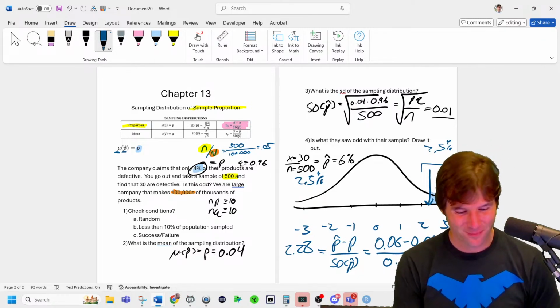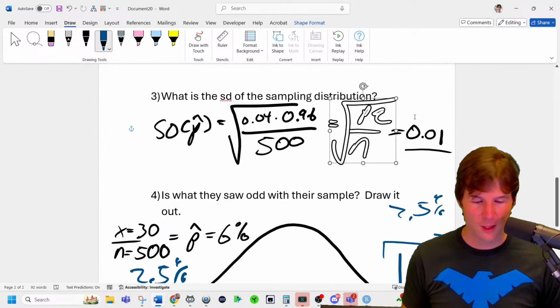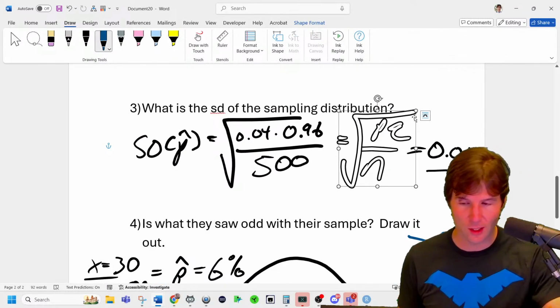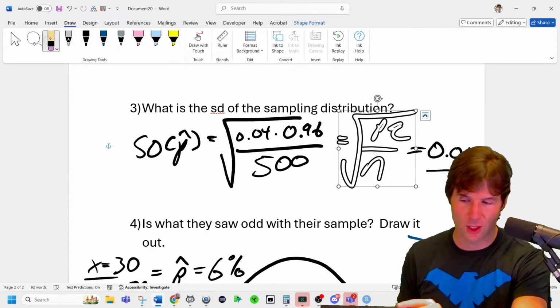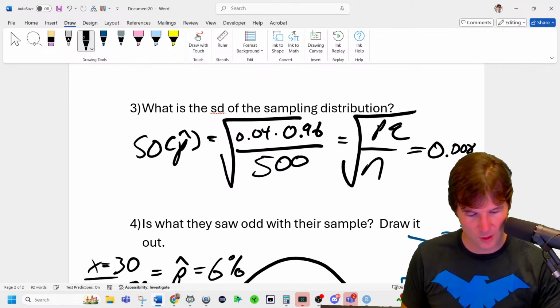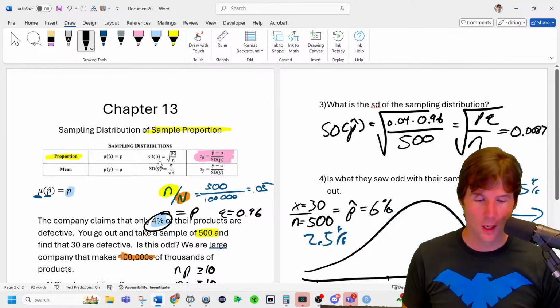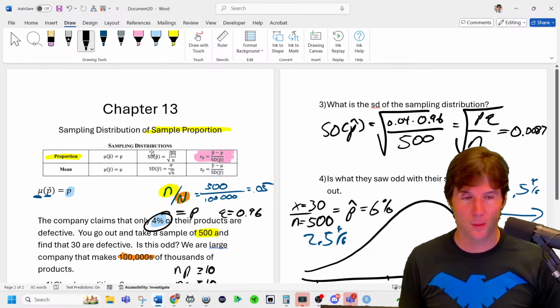Test got another question. How do we get 0.01? The square root of p times q over n. And then we cheated on the rounding. Don't change your rounding, it just made the problem easy to show the example with. It was 0.0087, and then we rounded it up. The square root of p times q over n. p is 0.04, q is its complement, 0.96.